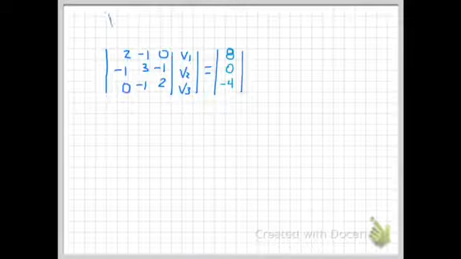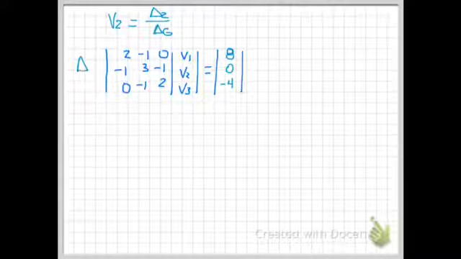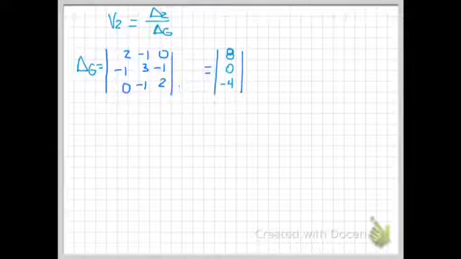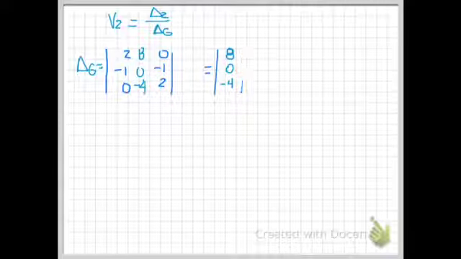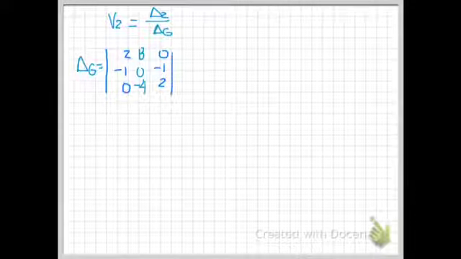And in order to find v sub 2, we need to remember that v sub 2 is equal to delta 2 divided by delta g. So in order to find delta 2, what we need to do is remove column number 2 and place in column number 2 the values of the resultant vector. So we're going to have 8 over here, 0, and minus 4, like that. And now we can just perform the operations and find the values that we need.